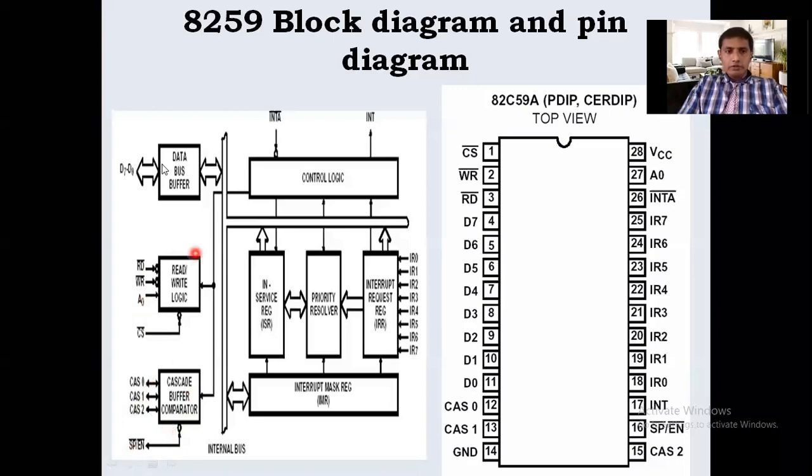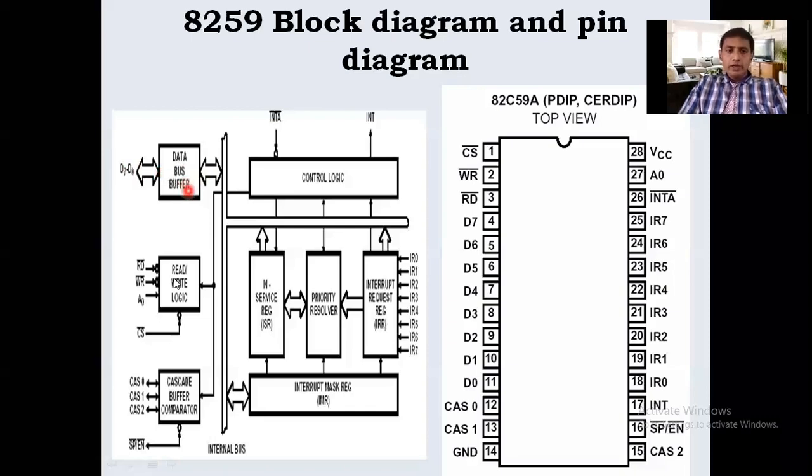Let us see first the functioning of the data bus buffer. The data bus buffer is mainly used for data transfer between the lower byte of the CPU and the 8259. So in order to transmit 8-bit data between the lower byte of the CPU and the 8259, the data bus buffer is used. Sometimes the data bus buffer receives data from the CPU or sends data to the CPU with the help of the 8 data lines present in it.